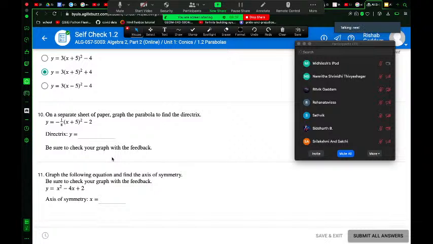On a separate two-dimensional graph, the parabola behind the directrix. Okay, you don't need to graph it. We basically have to figure out why. They already have it figured out for you. That's not what you're trying to do. They told you to figure out the directrix. What's the directrix? Well, if you want me to go to the slides from yesterday, I can do that.